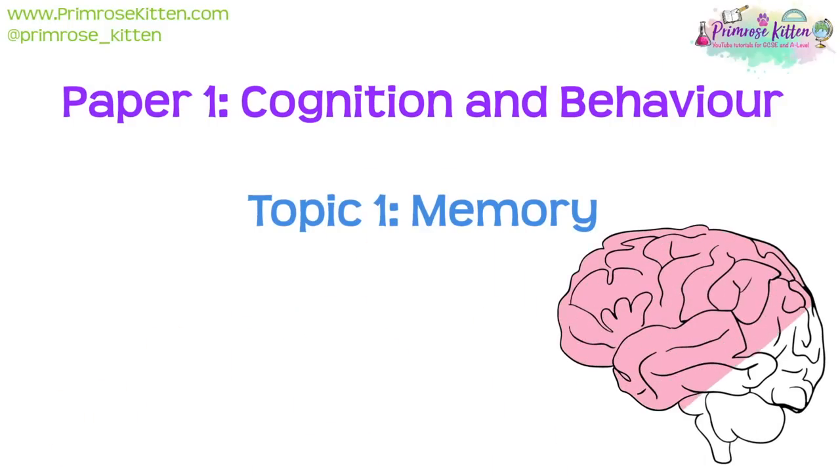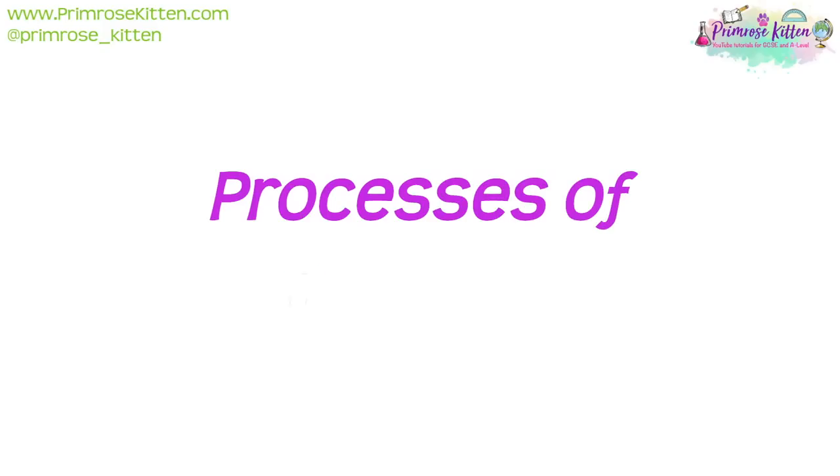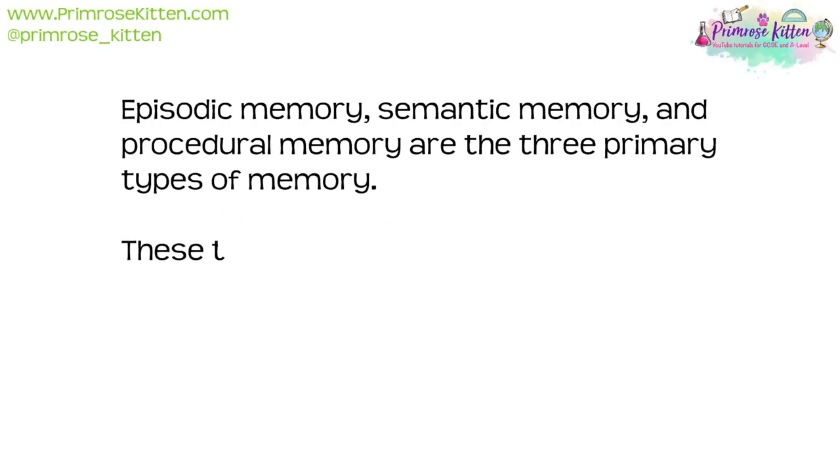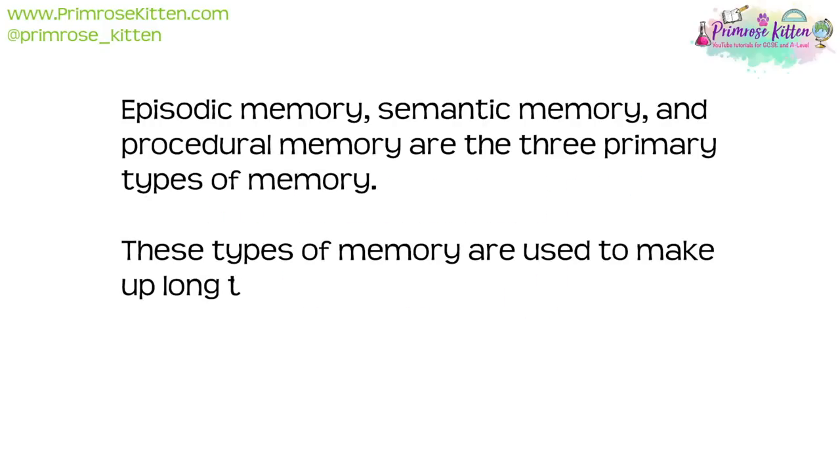Paper 1, Cognition and Behaviour. Topic 1, Memory. Episodic memory, semantic memory, and procedural memory are the three primary types of memory. These types of memory are used to make up long-term memory.